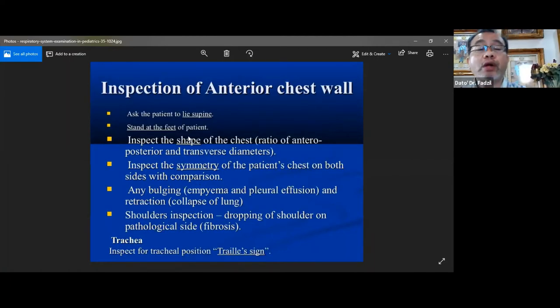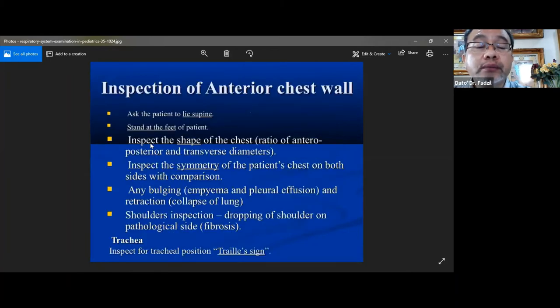And then, as always, inspection of the chest wall. Inspect the shape of the chest wall, symmetry or not, any bulging of the chest wall, and dropping shoulders or not. You have to inspect all those things. There is no standard AP ratio in children, unlike adults. But roughly, it looks like the air pressure is increased, which is very obvious especially in cases of bronchiectasis or severe asthma, airway obstruction. And look for tracheal position.